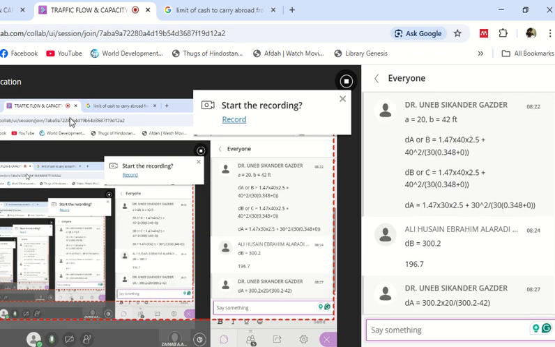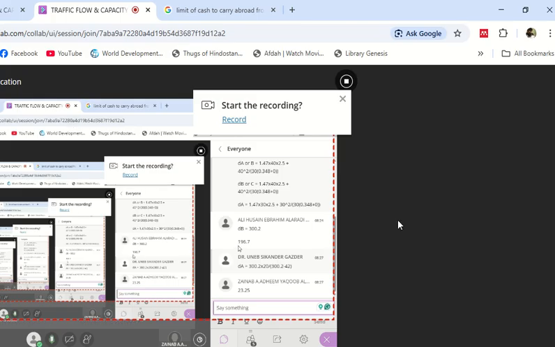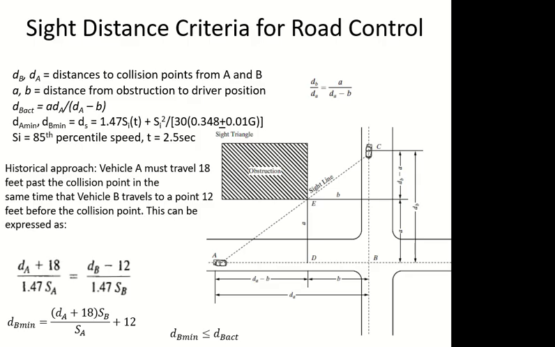How much is that? I'm calculating the distance for the vehicle which was coming from the minor road because he has to stop, and I will check if it is equal to the distance which he requires or not. The distance is only 23.25 feet and he requires more than 190 feet. So the distance for the vehicle to stop to avoid the conflict with the vehicle on the right hand side is not enough. This distance should have been at least 196.7.